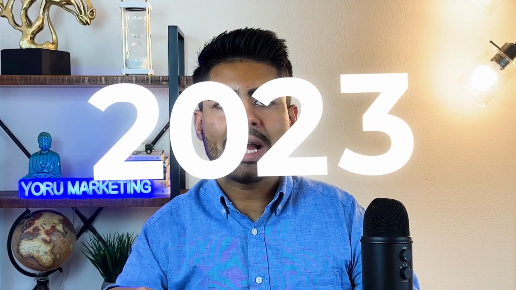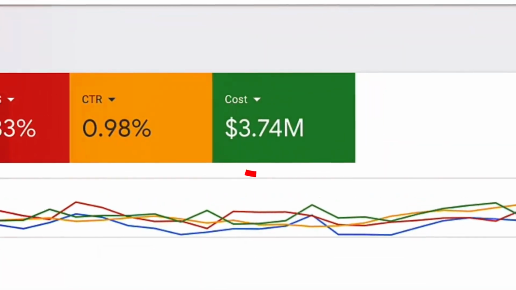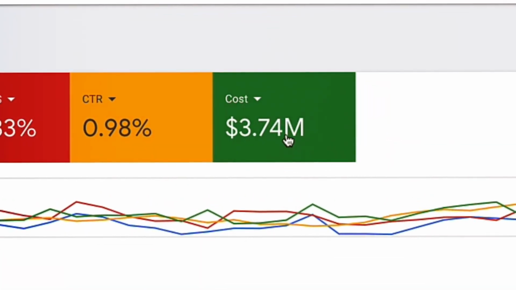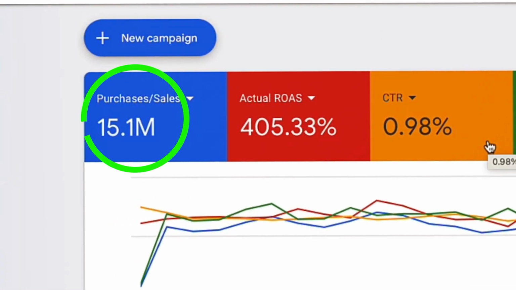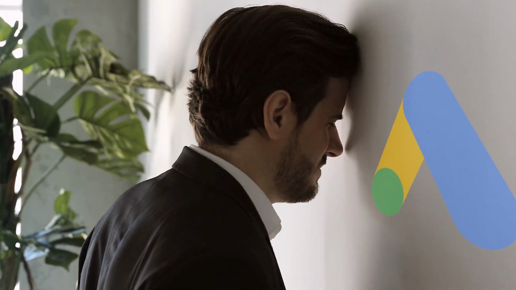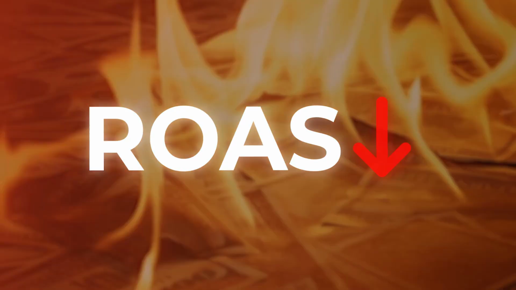In the year of 2023, I spent roughly $3.75 million to generate back over $15 million in revenue with Google Ads, and in the process, I made a lot of mistakes, some extremely costly.